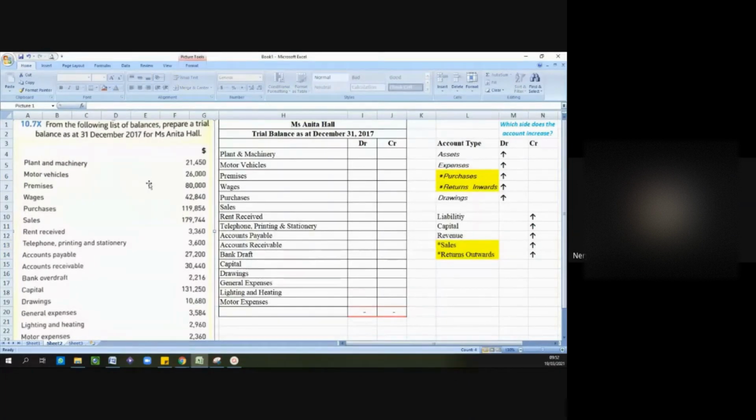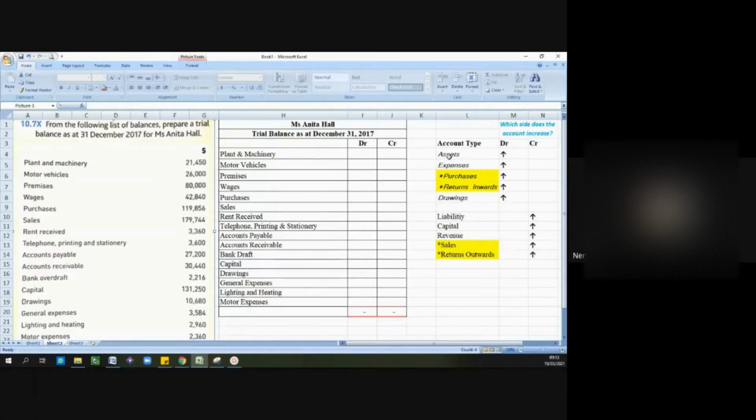So if you look on this side of your screen, this is exercise 10.7, and you will notice that we have a list of accounts and their balance. Okay, we have the name of the business and we have a date for the trial balance. But we do not have access to the T accounts, and we need to prepare a trial balance. So how do we do the trial balance without the T accounts? Well, you need these rules, okay?